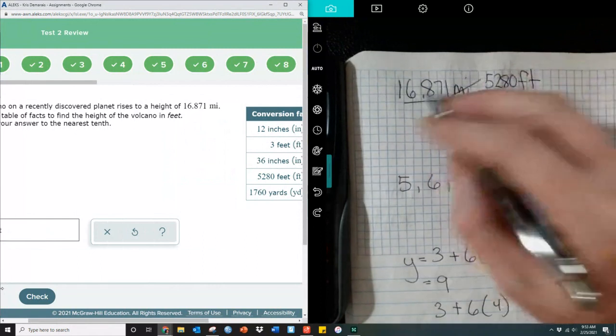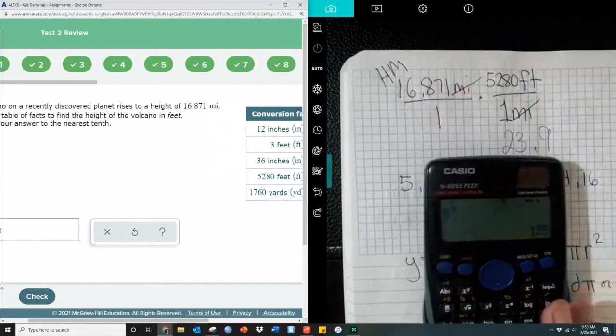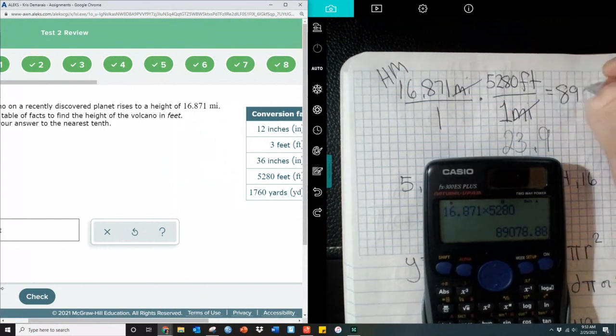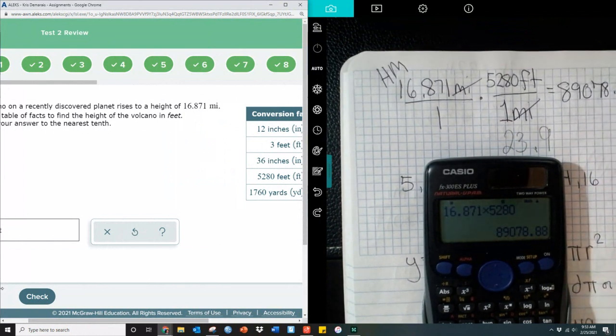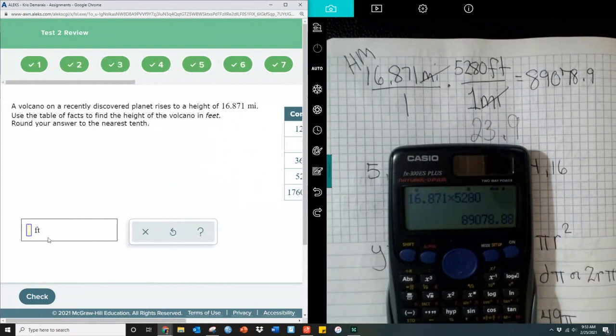So now, because they're next to each other, horizontal means to multiply. So horizontal multiply. So I take the 16.871 times 5,280. And then there's my answer. So 89,078. And then it says nearest 10th. So I'm looking at that. So punching that in, we get our answer. So 89,078.9.